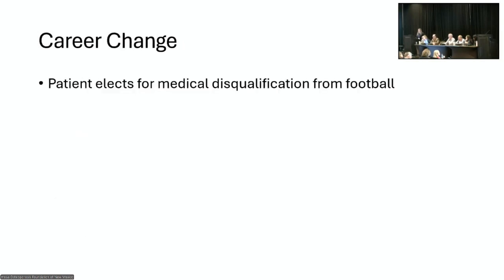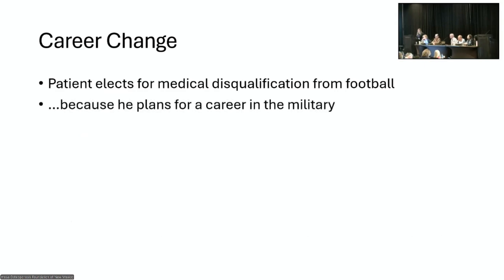Now, during this time, he decided to undergo a bit of a career change. Because he had now missed 2 football seasons due to stress fractures, and he was not planning on going pro or anything, this was football's way to get college paid for, he elects for a medical disqualification from football. And so I wrote that letter for him in January of 23. It's because he plans for a career in the military. His dad was a military guy, so he wants to go into the army, just like his dad.